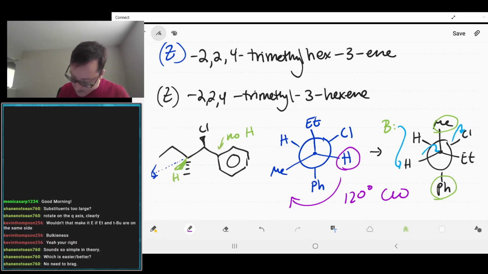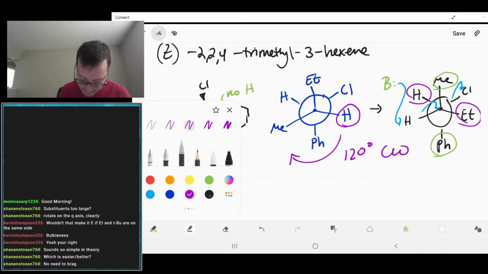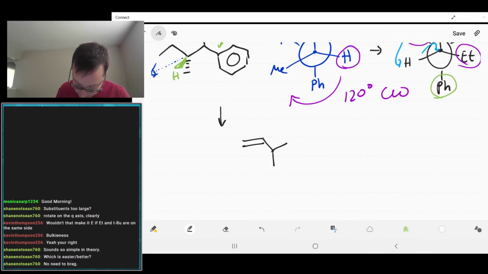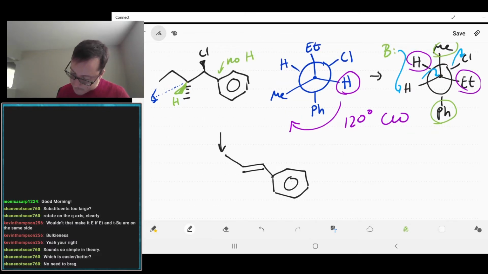And hydrogen and ethyl are on opposite sides. So as a result, put our phenyl group down, methyl group on the opposite, ethyl group over here, and then we have a hydrogen. So this would be our product.